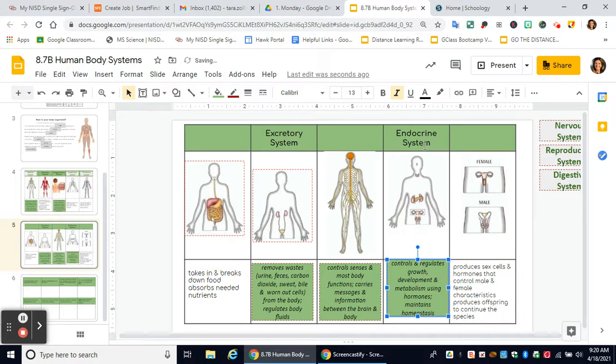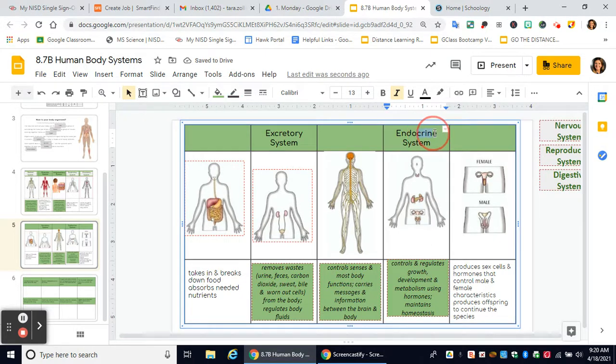And this is your endocrine system. So remember that word crine in here, endocrine. Okay, this has to do with your glands releasing hormones. You have glands up here near your neck. Those are your thyroids. And then you have glands all throughout your body here, and they control and regulate growth. That's going to be your pituitary gland up in your brain, and develops metabolism. Those would be your thyroid glands, and using hormones to maintain homeostasis, a balance. So all these glands in your body release hormones to keep you in balance.